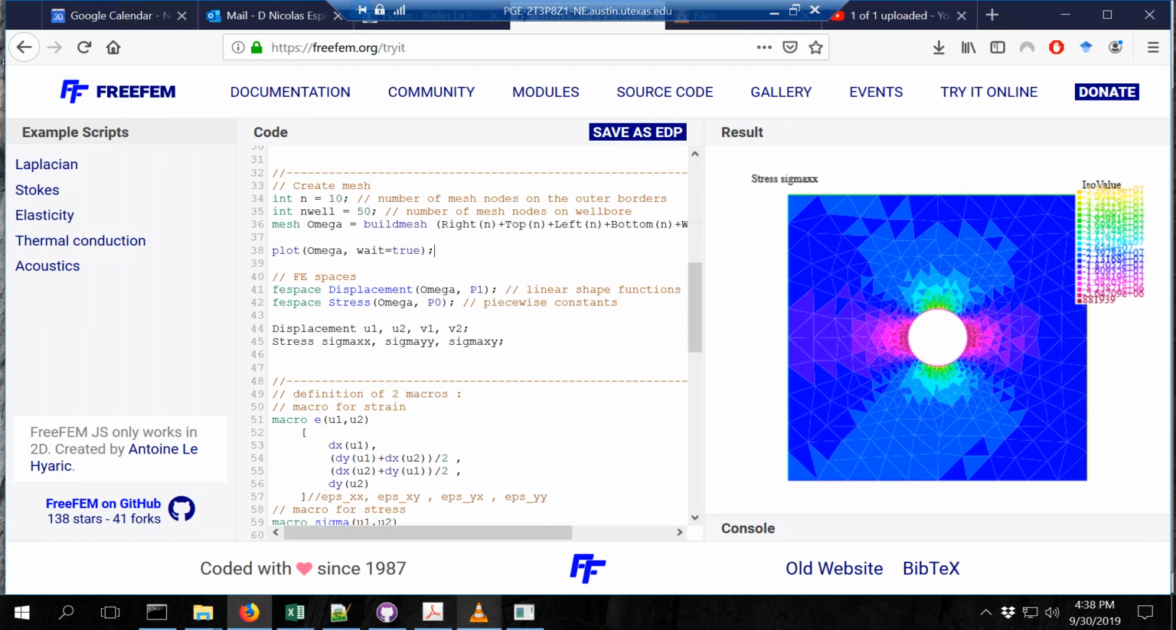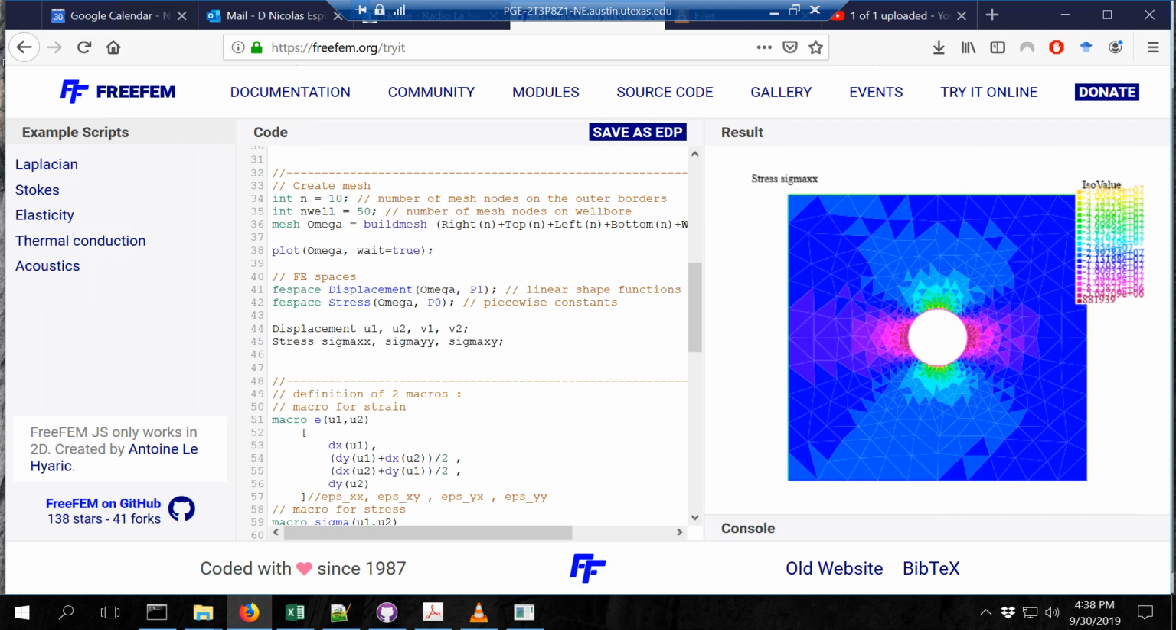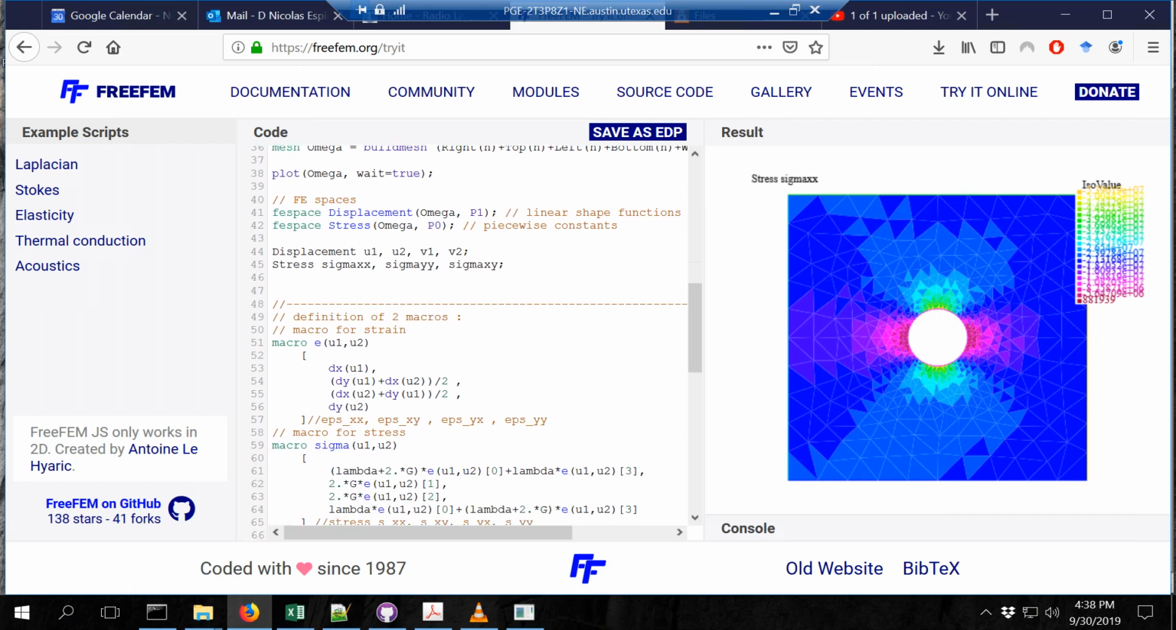And in here, I'm at this point where I'm telling the software, wait for me, plot the mesh, but just wait. The mesh is called omega in this case, and omega is our integration domain. The next thing I do is to assign finite elements to that mesh. And here, we're going to have 2 types of finite elements.